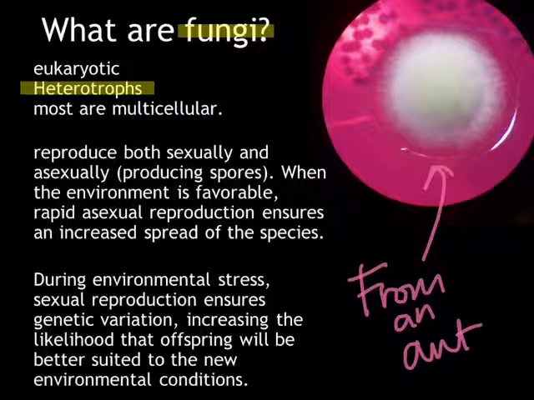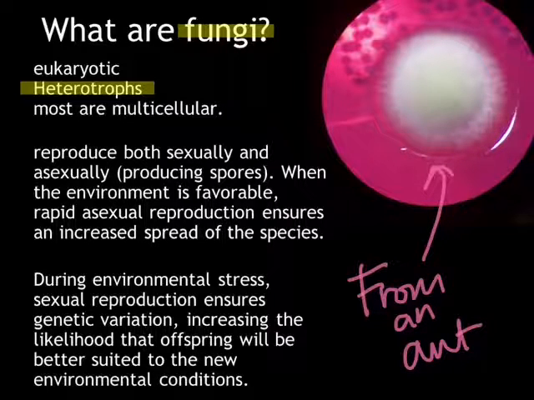Okay, pathogen number 3, fungi. Fungi, you can also say fungi, both are acceptable, are eukaryotic organisms. They are heterotrophs, which you might remember means that they eat something else. There are 2 types of things, autotrophs and heterotrophs. Autotrophs can make their own food, those are the plants. Heterotrophs have to eat something else. Most fungi are multicellular, but not all of them.